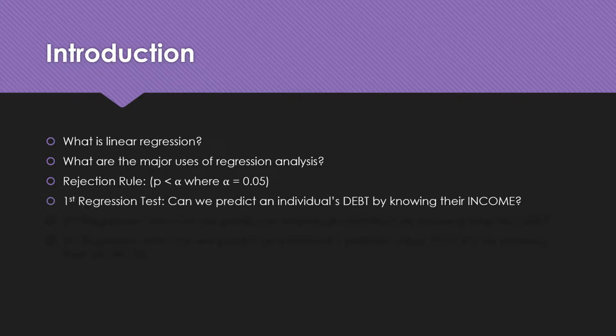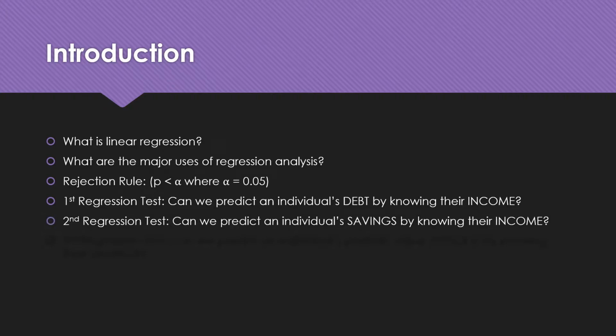Our first regression test. Can we predict an individual's debt by knowing their income? In this test, the dependent variable is the debt and the independent variable is the income. Second regression test. Can we predict an individual's savings by knowing their income? In the second test, the dependent variable is the savings and the independent variable is the income.